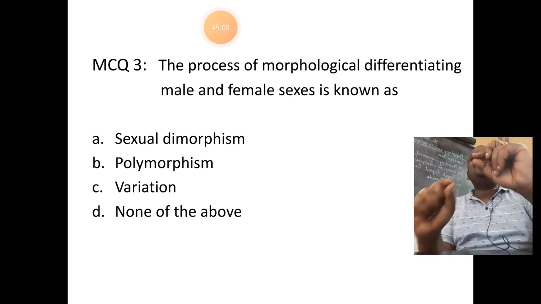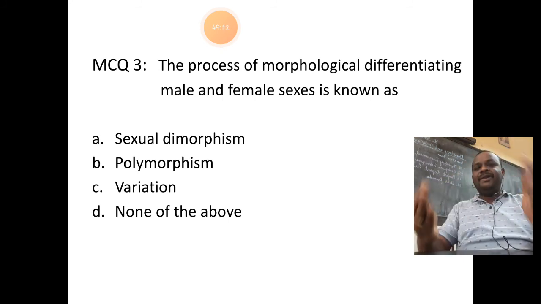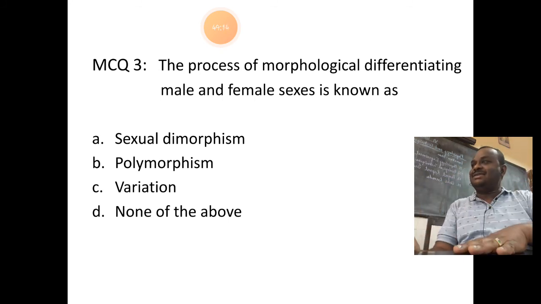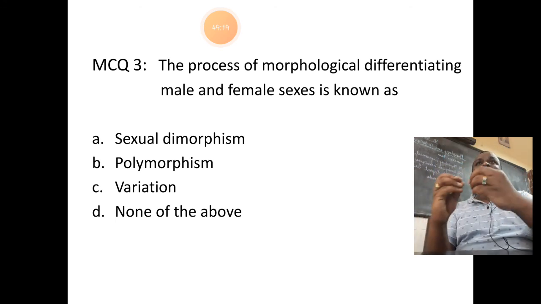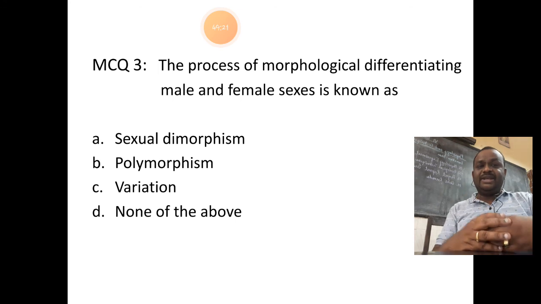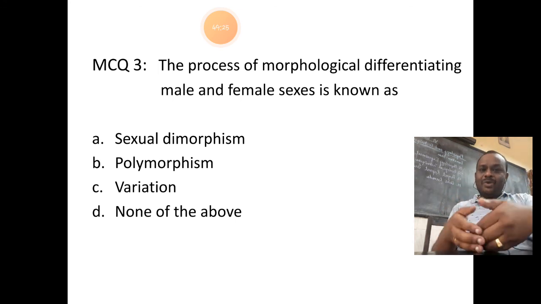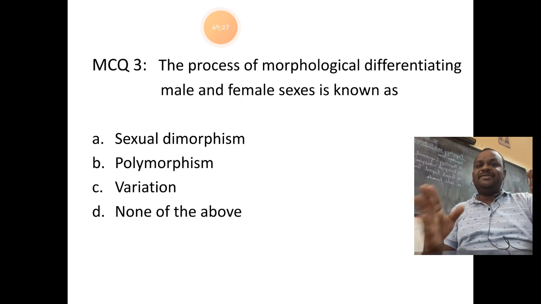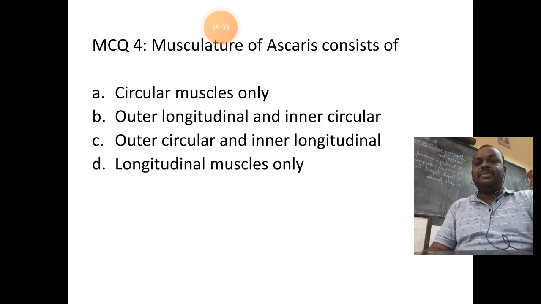The process of morphologically differentiating males and female sexes. Sex is the term which refers to scientifically differentiating. So we can differentiate male and female organisms. If this takes place by looking at the external, visible characters, and we can differentiate them into males and females, we call it sexual dimorphism. So answer is A, sexual dimorphism.